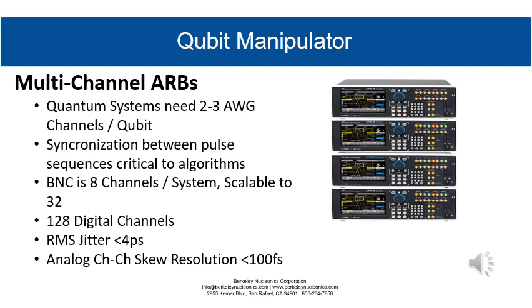The analog channel-to-channel skew resolution is less than 100 femtoseconds, and you can adjust the skew not only between the analog channels, but also between analog channels and marker out or digital channels.